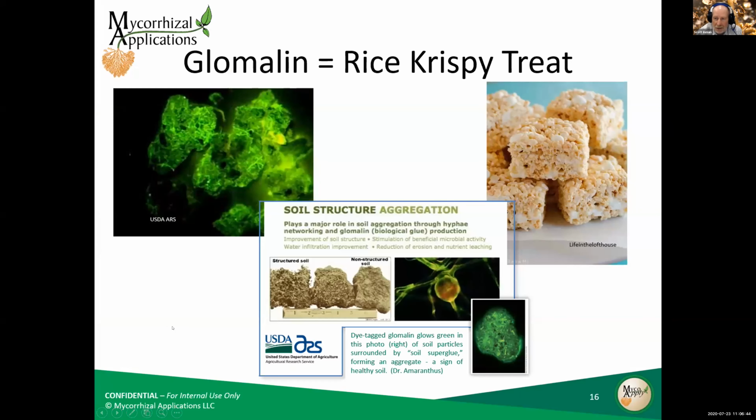So here's a simple illustration. This is some material from the USDA showing what it looks like. But think about Rice Krispie treats. We use the comparison that the marshmallows are the glomalin and the Rice Krispies are your soil particles. You put the two together and they start to stick together, and then you have a structure. That's how the process works.